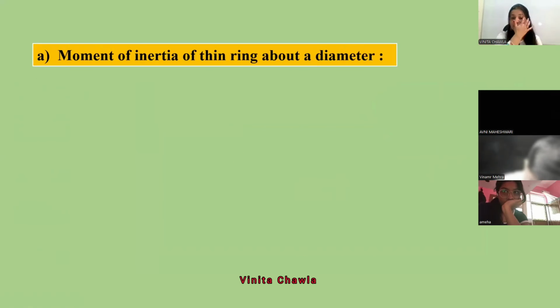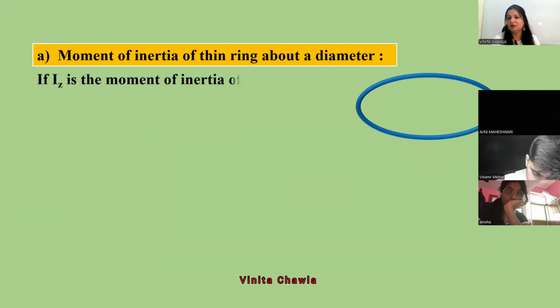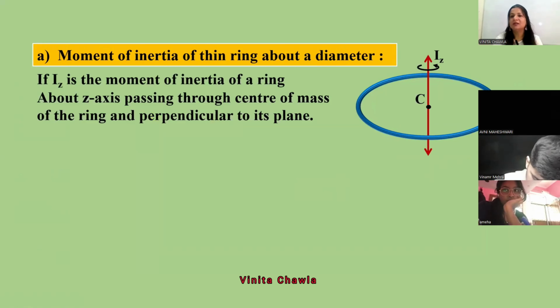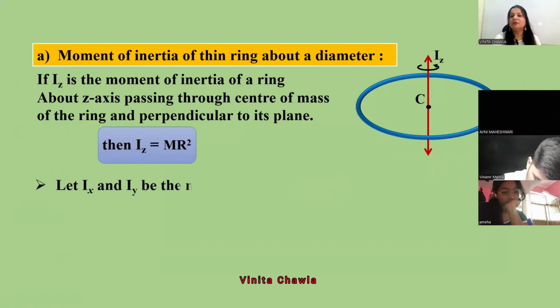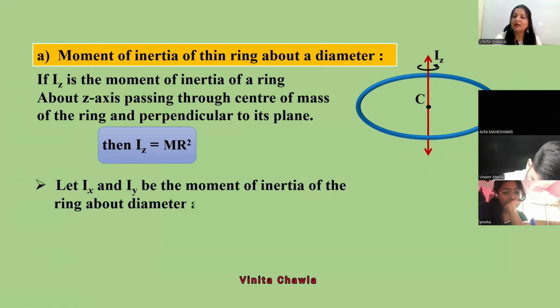Okay, now we have applications based on this. Moment of inertia of a thin ring about a diameter. As we know, the moment of inertia about the axis which passes through the center of the ring. Iz is the moment of inertia of the ring about the z-axis, which passes through the center of mass of the ring and is perpendicular to the plane. This we have just found out. It's mr square.